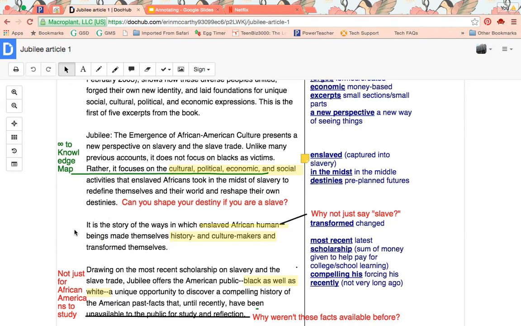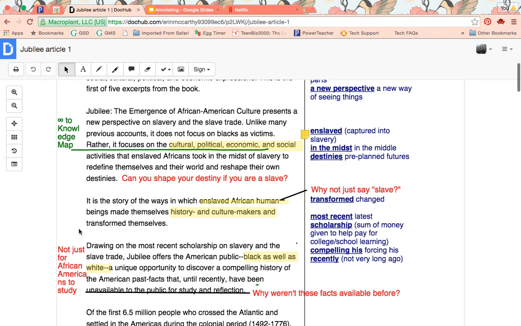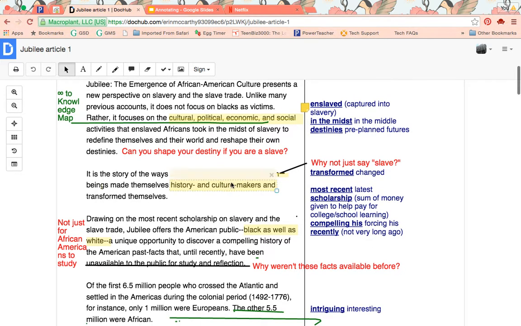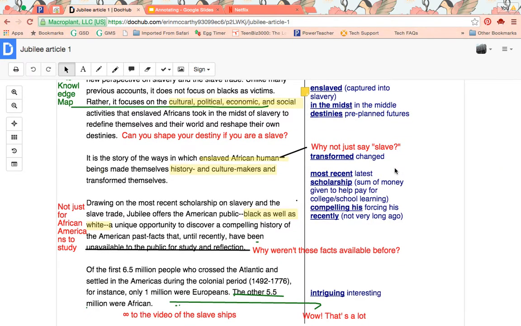So as we go through here, the things that are highlighted are just trying to point out to you that this gave me an idea. And then the idea I wrote over on the side. So the story of the way in which enslaved human beings made themselves history and culture makers and transformed themselves. I noticed that they are very intentionally not just calling people slaves. And so why do you think that is? And that's a question I might ask of you in the future, but it's good for you to notice that and just write that down.